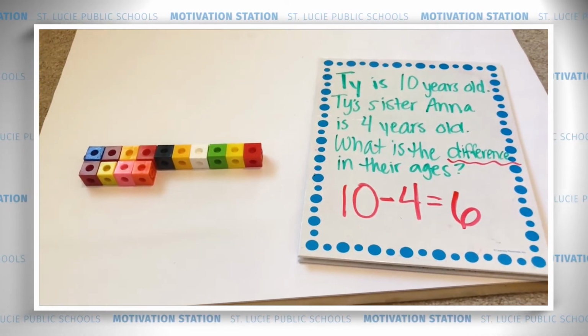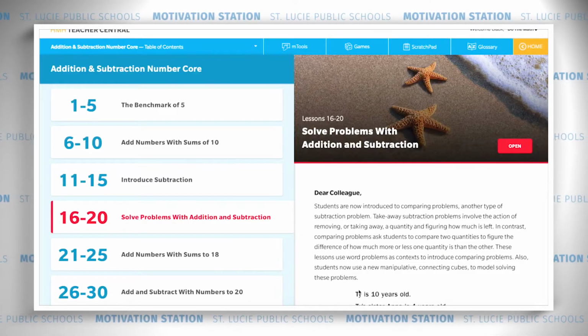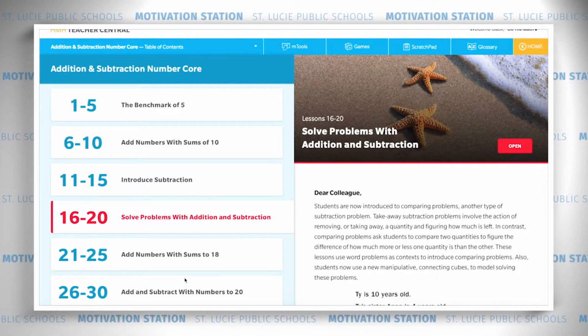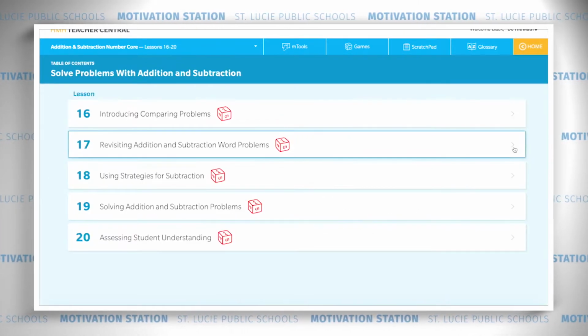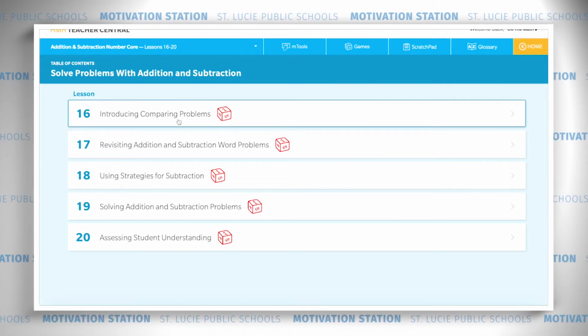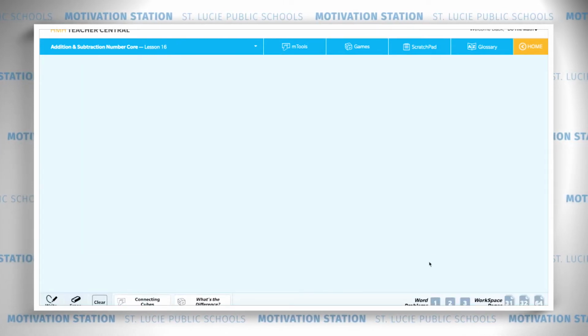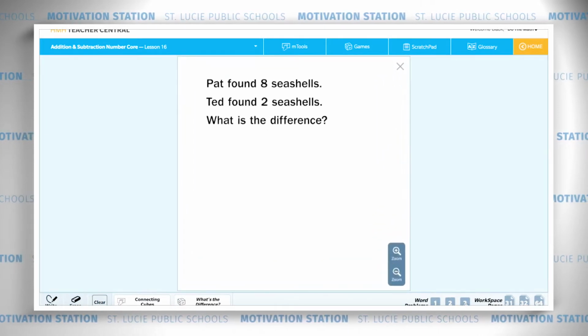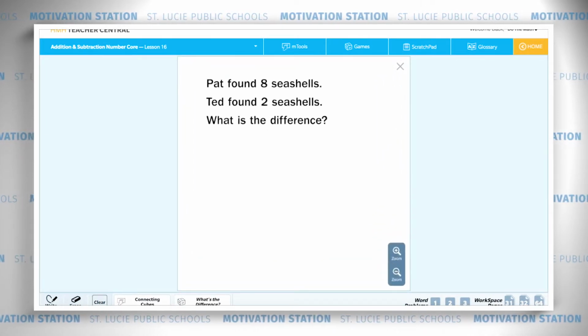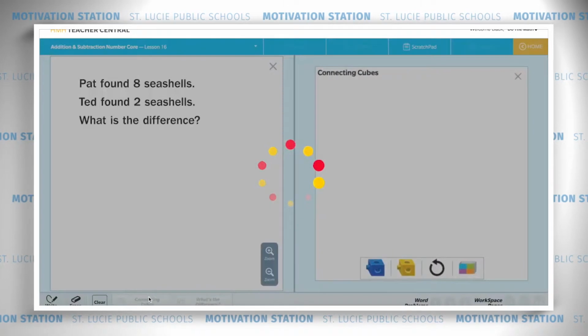All right, let's go. And use our M tools online to solve another comparing problem. We're going to be in lesson 16, introducing comparing problems. And we are on word problem number 3. So let's pull that up, and then let's also pull up our connecting cubes.